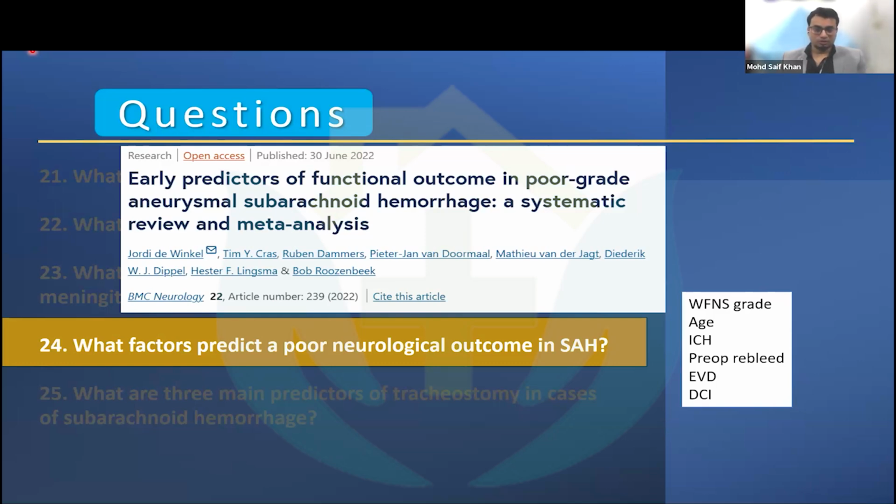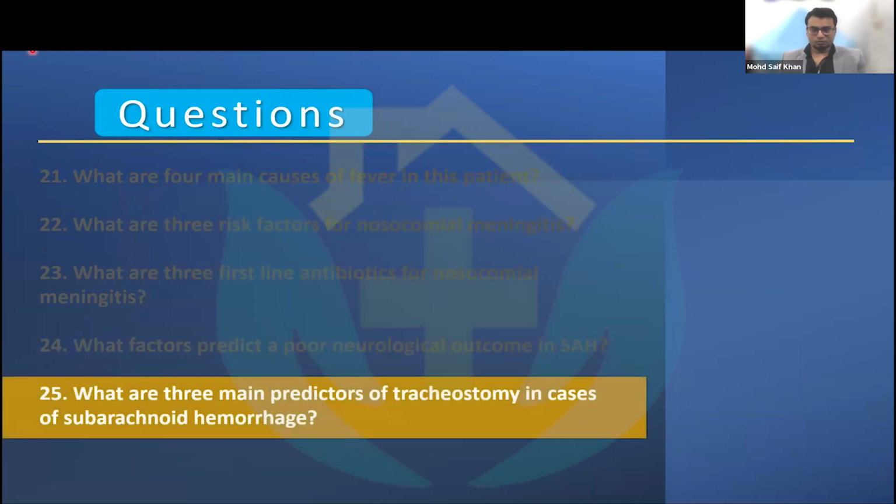So outcome also is very important in critical illness. So if you have any case, definitely one of the questions will be on outcome. You should not omit it when you are studying. You should know few predictors.